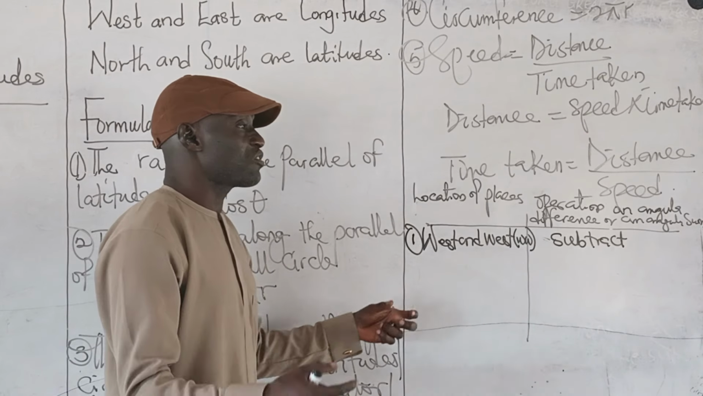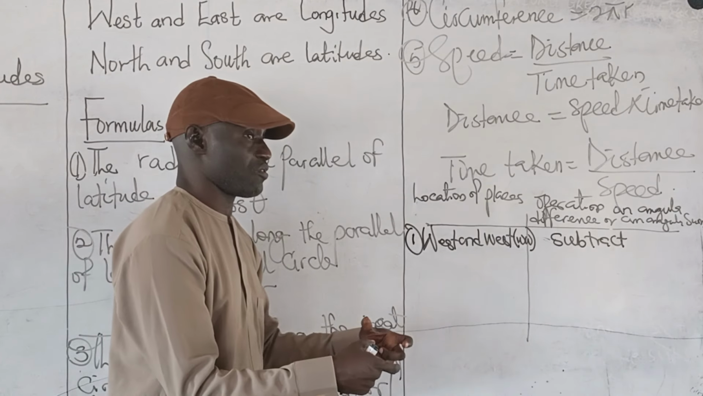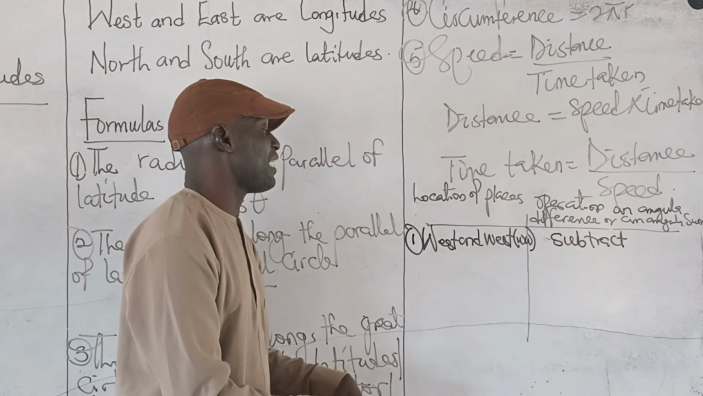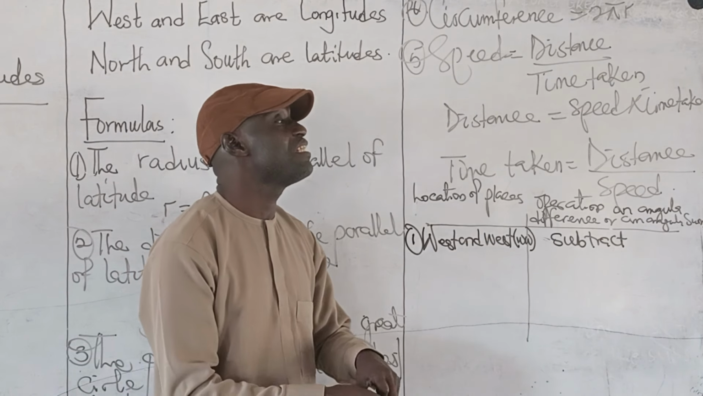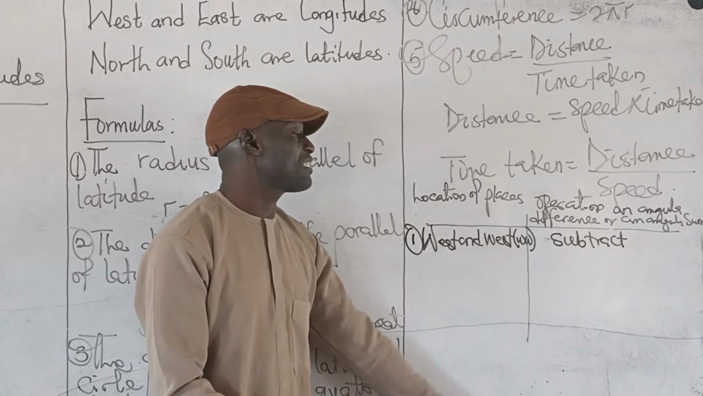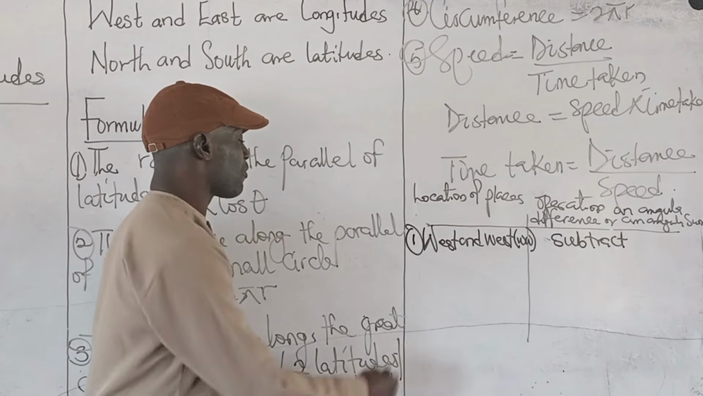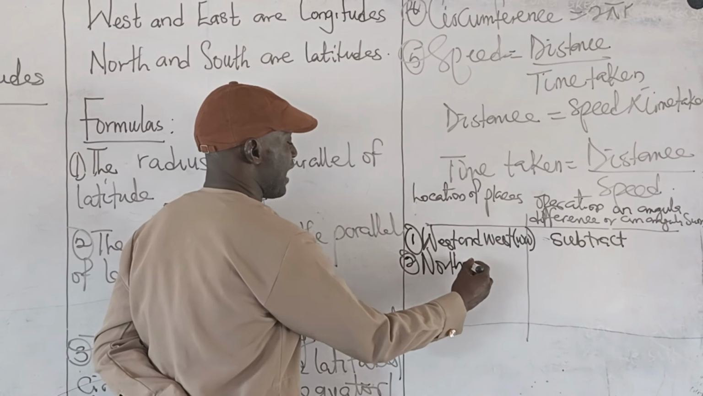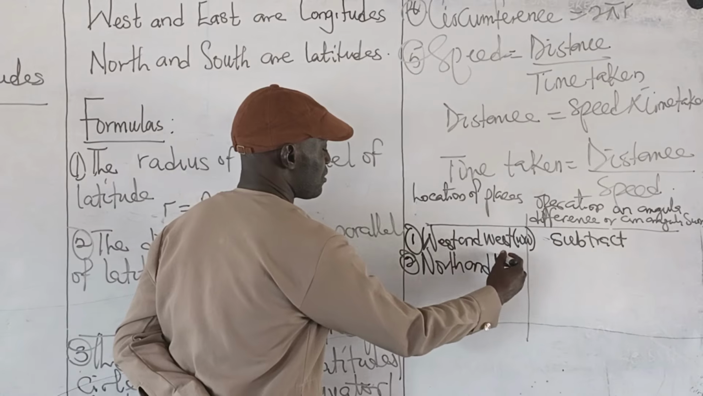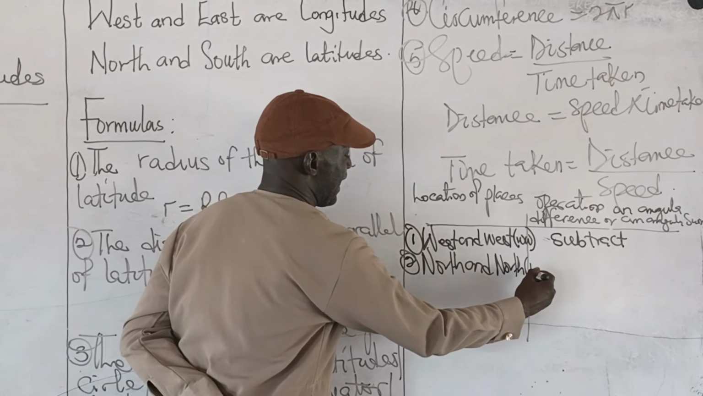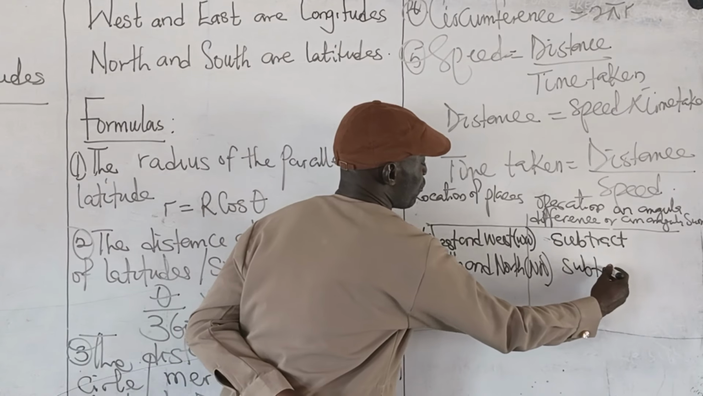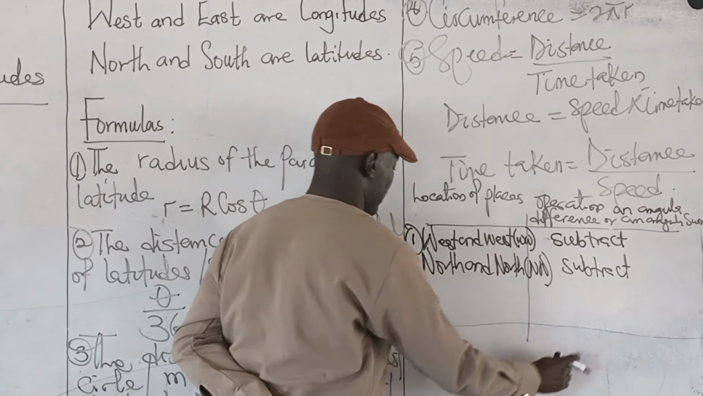What to do, because the two of them have the same locations? We have to say 15 minus 10. So our angular difference will be 15 minus 10, which is 5. And the second one, let's say we have north and north, which is N and N. We also have to subtract, because the two of them are the same location.